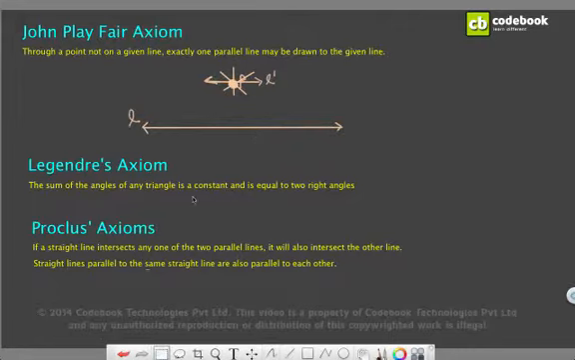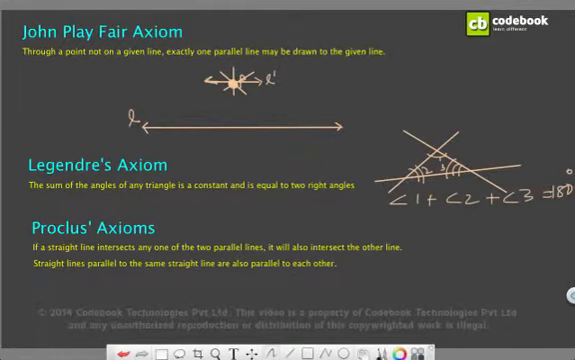Another mathematician called Legendre came up with an axiom where he states the sum of the angles of any triangle is constant and is equal to two right angles. Consider three lines which intersect to form a triangle with angles 1, 2 and 3. The sum of all these three angles will be equal to two right angles, which is 180 degrees.